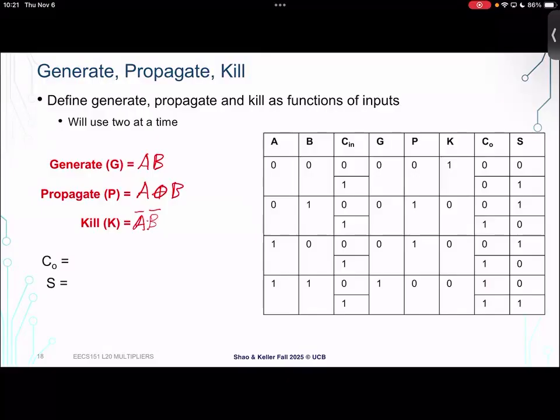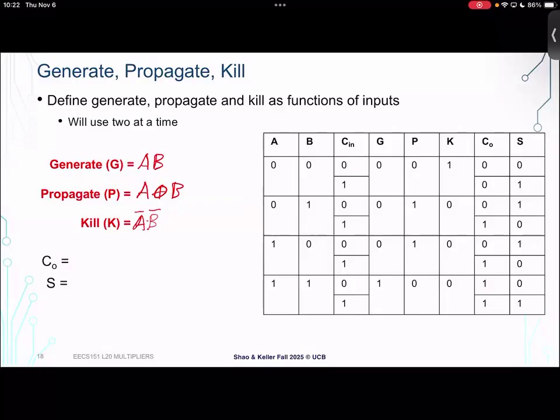So why do we give them these funny names? Well, think about what this means in terms of the carry signals. Generate is saying if the inputs are both true, then that bit is always going to generate a carry signal. The carry out is always going to be 1, regardless of what the carry in is. So it's generating a new carry in that bit position.